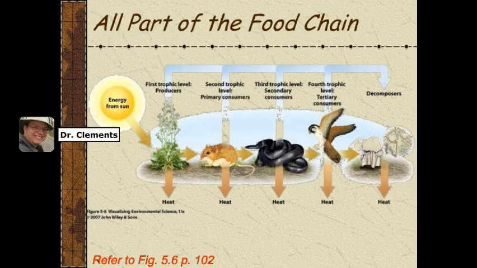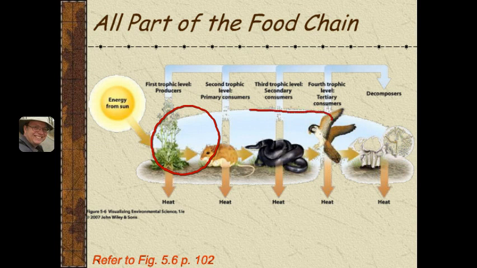Notice also we have our producer here. Okay, here's a plant, that's a producer. We have consumers. In this case we have 3, and we'll talk about that a little more in just a second. And we also have our decomposers over here.